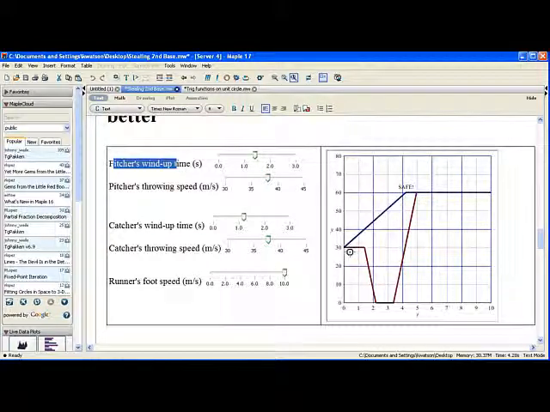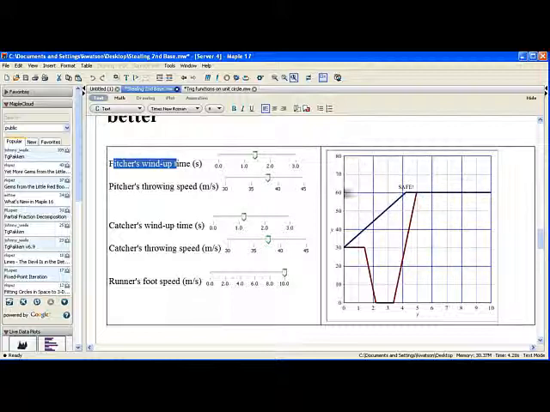The blue curve represents the distance of the runner from second base. When he's on first base, he is 30 meters away. I'm sorry, his distance from home plate. At this point, he is 30 meters away from home plate. When he reaches second base, he is 60 meters away. And how do we interpret this?